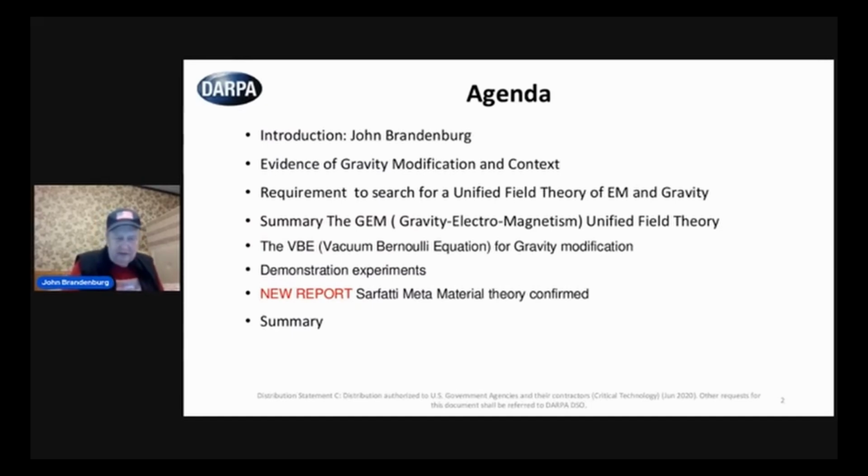Summary of the gem, and then we're going to talk about the basic equation coming out of the gem, which is called the vacuum Bernoulli equation for gravity modification. Just like the aerodynamic Bernoulli equation gives us flight, this will give us flight even in a vacuum. So then I'm going to talk about demonstration experiments at length. I'll spend most of my time doing that. And then I'll discuss a new report confirming Jack Sarfati's metamaterial theory in connection with this gravity modification. Then I'll summarize it for you. Forward.